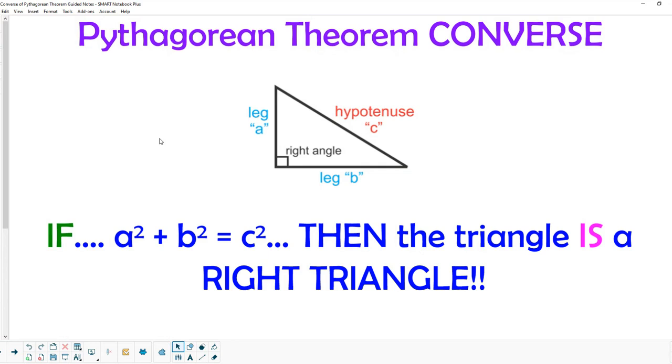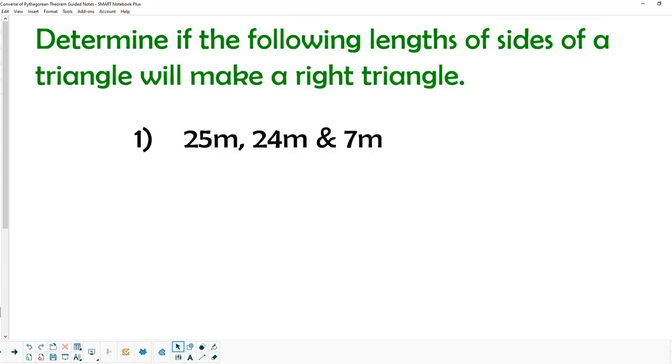So if we have the lengths of three sides of a triangle, we can apply this theorem to find out if it's actually a right triangle. So that's the idea of the converse of the Pythagorean theorem. If we have these three sides, for example, then all we have to do is 25 squared, 24 squared, and 7 squared. So let's get our calculator ready to go.